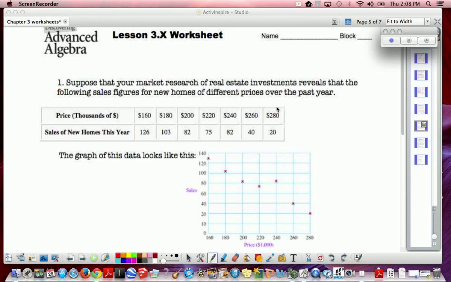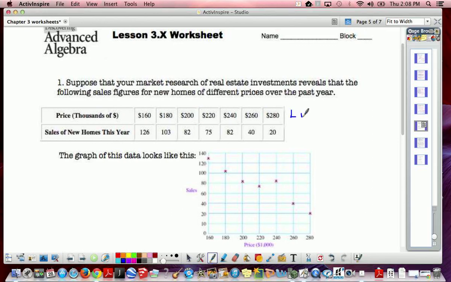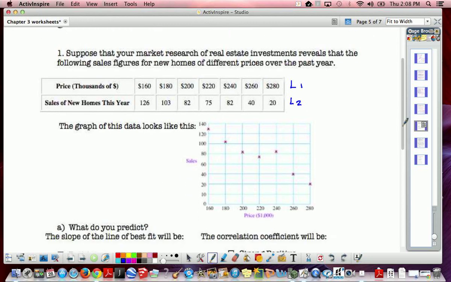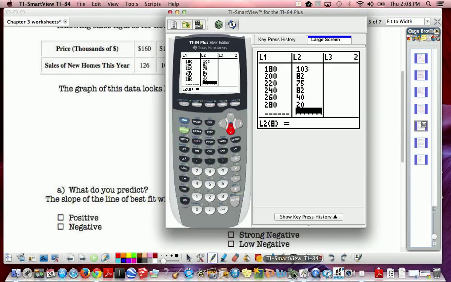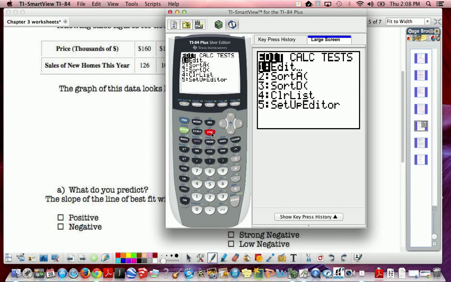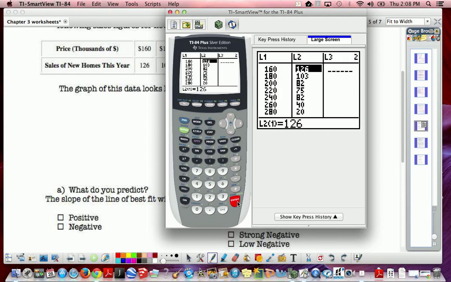One of the things, again, that you want to do is enter the price in thousands of dollars in list 1 and the sales of new homes this year in list 2. So go ahead and take a second to do that in your calculator because it's very important. I've actually done it, but you'll just go to Stat, Edit, and type in your data points there.